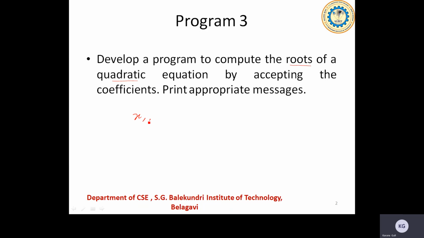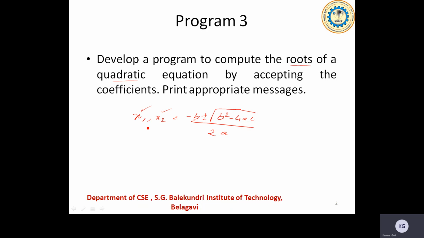So x1 or x2, the roots of a quadratic equation, is equal to minus b plus or minus square root of b square minus 4ac, divided by 2a, where a, b, c are the coefficients of the given quadratic equation. We are supposed to find the values of x1 and x2 here.